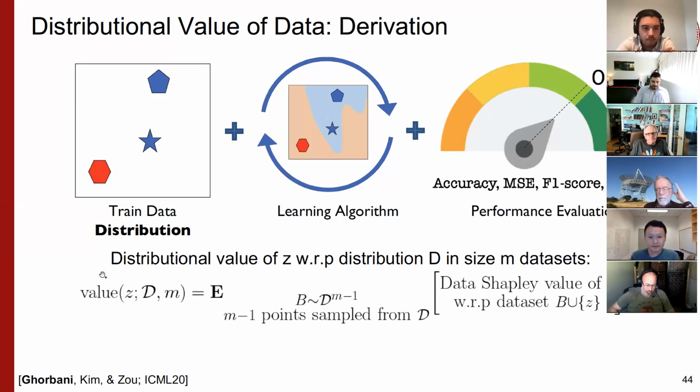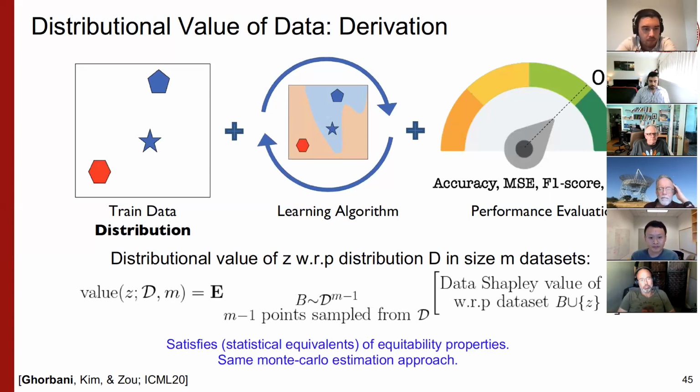So why this specific definition? First of all, it still satisfies a statistical variance of the three equitability properties we mentioned before. And you can also compute it efficiently with very similar Monte Carlo estimation methods. So we solved that problem in the sense that now, instead of having a fixed data set, we have a data distribution and the value is defined in the context of the distribution.